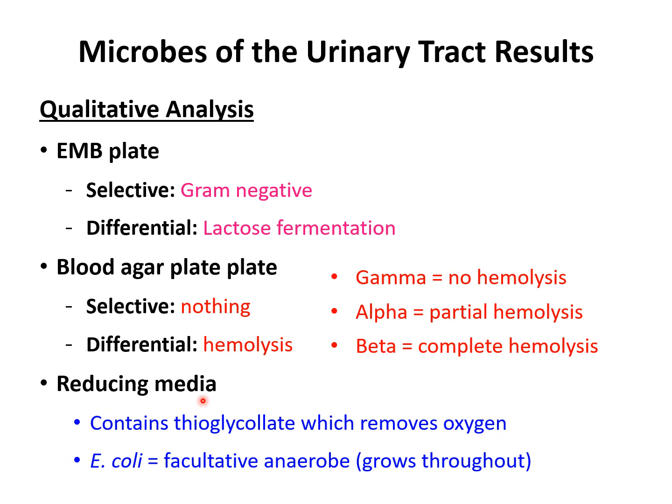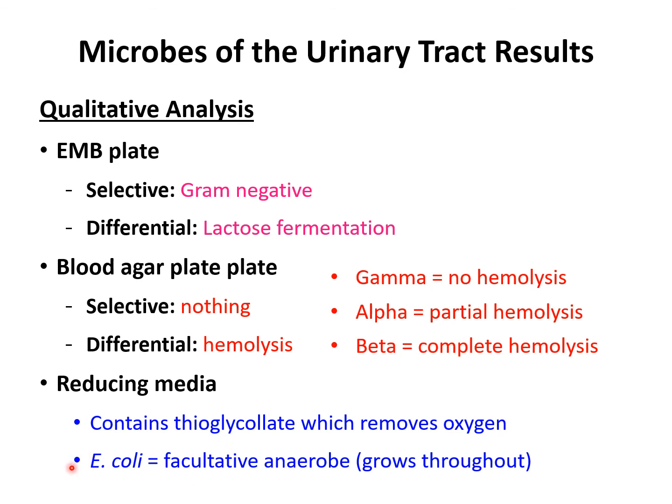And then we also use that reducing media, the thioglycolate broth, which is reducing media for oxygen. We add the chemical to it to help remove oxygen from the tube. There is still going to be some oxygen in the thioglycolate broth, but not a whole lot, especially towards the bottom of the tube. That's why, depending on the growth pattern within the thioglycolate broth, we can figure out whether the bacteria is an aerobe versus an anaerobe, etc.